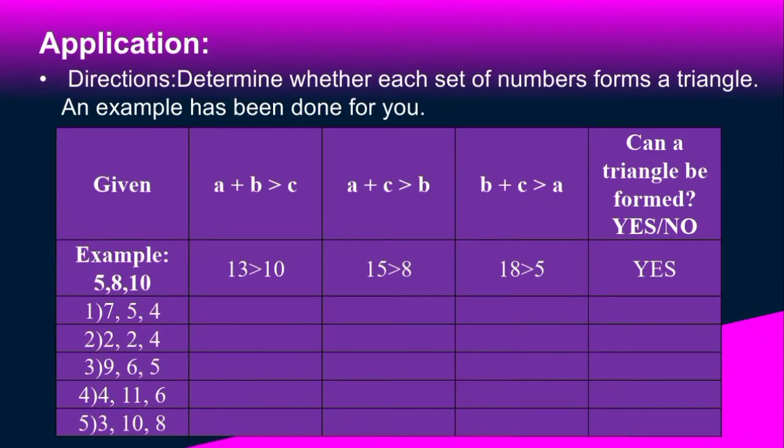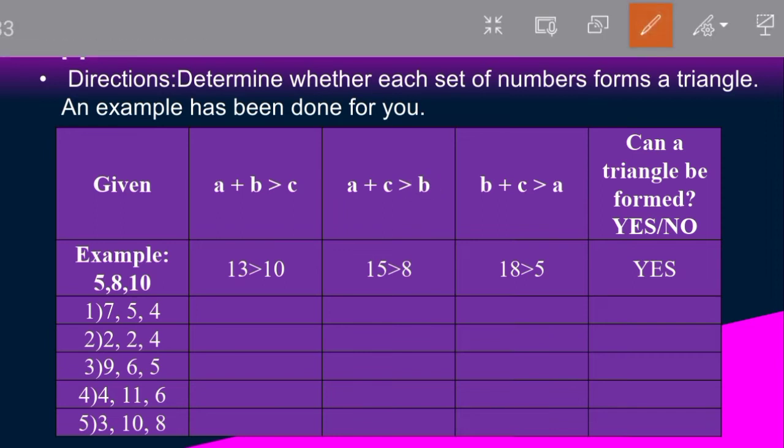This time, let's do this. Determine whether each set of numbers forms a triangle. An example has been done for you. Example: 5, 8, and 10. Still, we will be using the formula A plus B is greater than C, A plus C is greater than B, and B plus C is greater than A. Then we will answer the question, can a triangle be formed? Just say yes or no.